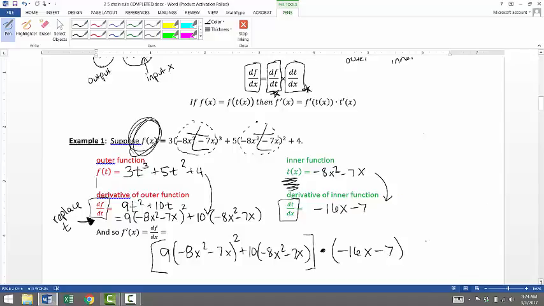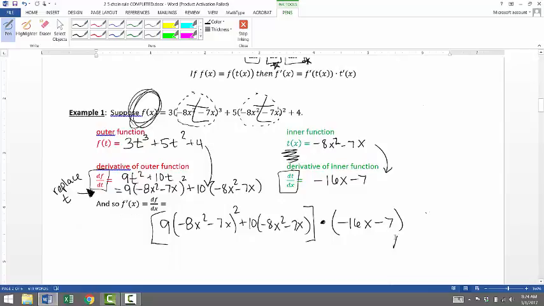Be very mindful of your parentheses. It's a very common error for students to lose the parentheses, but the chain rule says it's this entire expression times this other entire expression. So you do need to have parentheses around both.